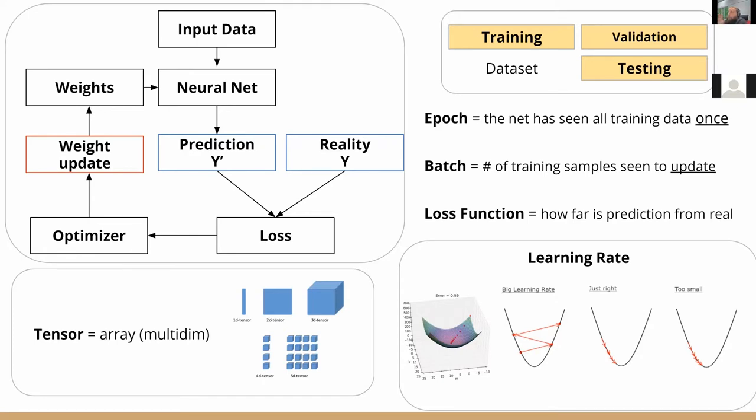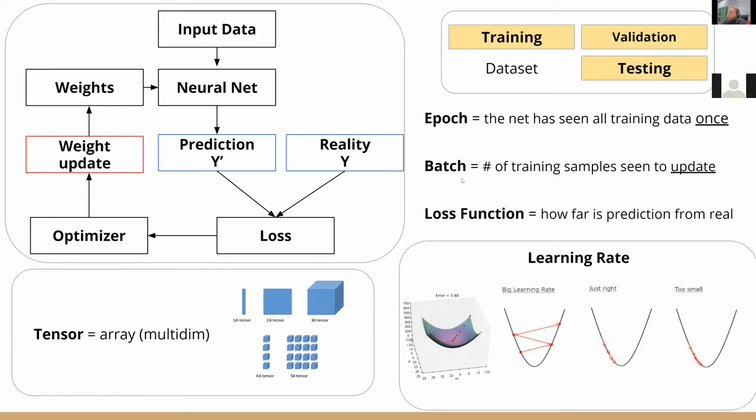Then a few terms. An epoch: as we're feeding data into this model and it's going around and around in this learning process, an epoch is when our net has seen all the training data one time. So if you're feeding it little pieces, once it sees everything one time, this is an epoch. For example, you might be training something and say, I want to stop at 30 epochs, or 10 epochs, or whatever, or if it has reached a point that I like.